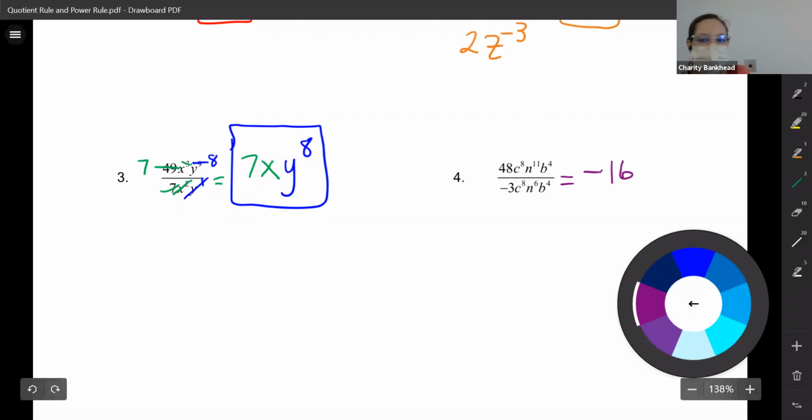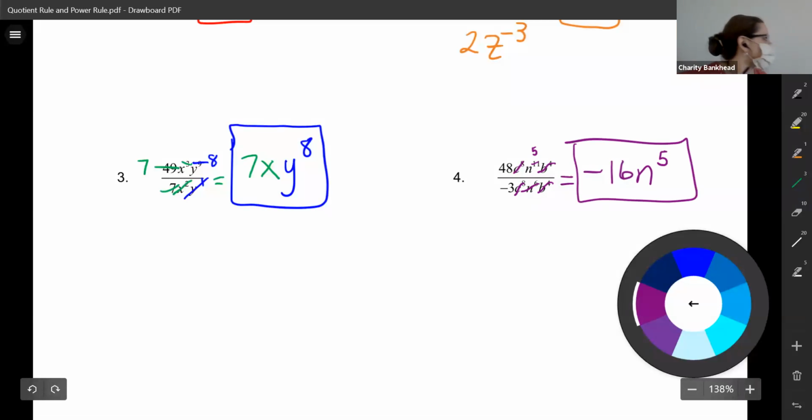So that would be 16. All right, and then c to the 8 over c to the 8, that's just going to cancel out. And then for the n, we just need to do 11 minus 6, which is 5. So that's n to the power of 5. And then b to the fourth cancels out with b to the fourth. So my final answer is negative 16 n to the fifth power.